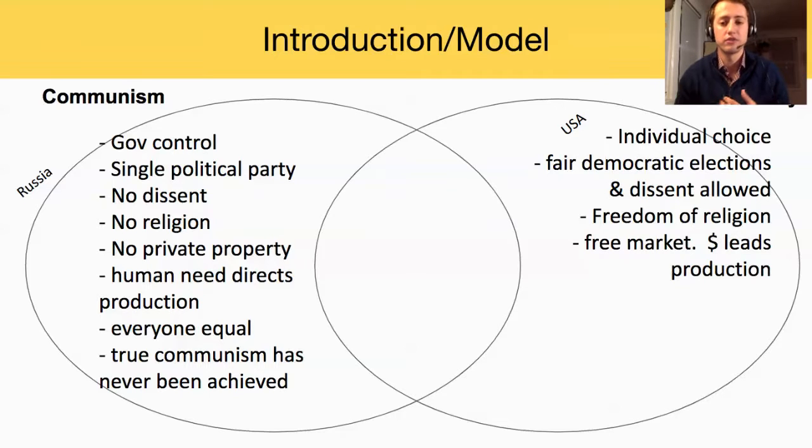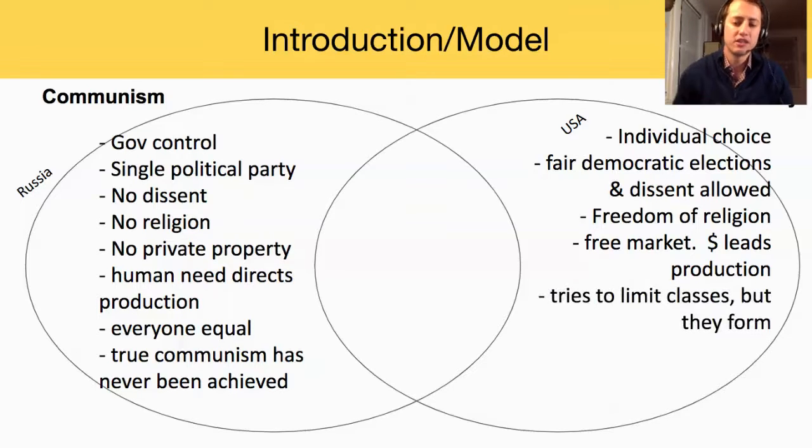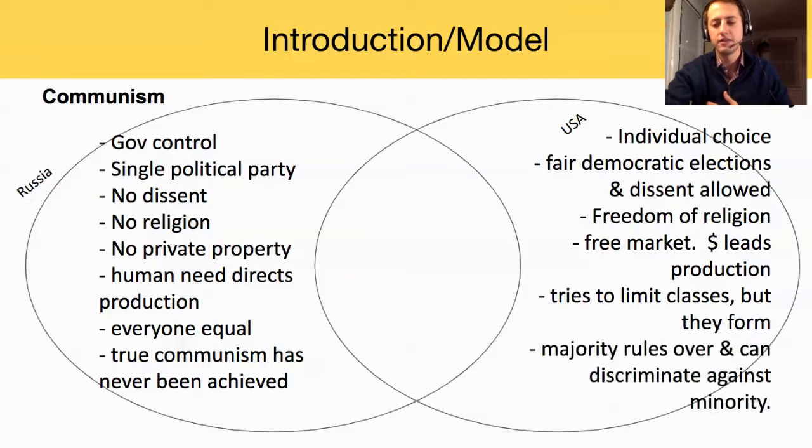Democracy and capitalism often go hand in hand. Money leads production, so people want to make money, so they're going to produce the items that will make them the most money. Democracy does try to limit the different classes and discrimination between classes, but they do form in most democracies, and this is an important thing to recognize. Democracies generally have a majority rule, and the majority can discriminate against the minority.